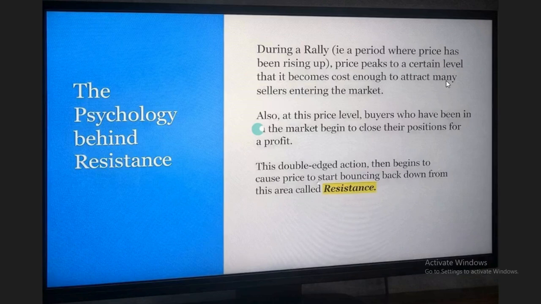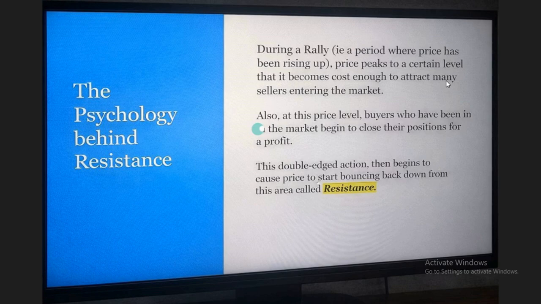So the psychology behind resistance. During a rally, that is a period where price has been rising, price peaks to a certain level that it becomes costly enough to attract many sellers entering the market. Also, at this price level, buyers who have been in the market begin to close their positions for a profit. This double-edged action then begins to cause price to start bouncing back down from this area called resistance.